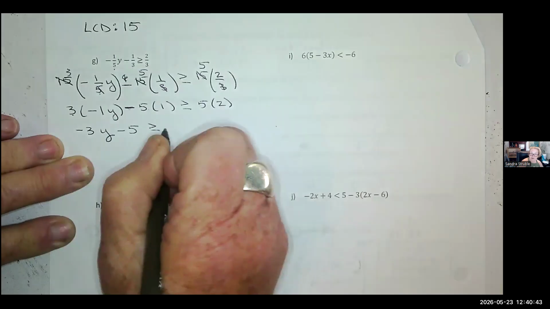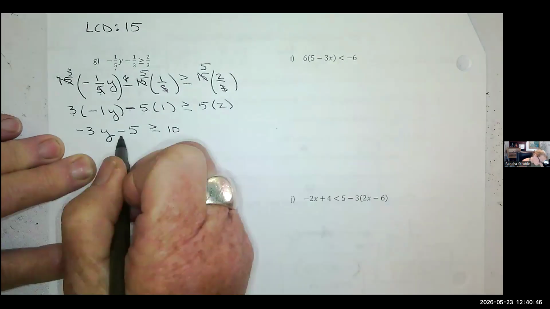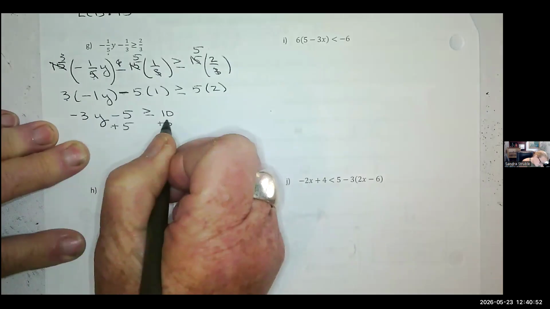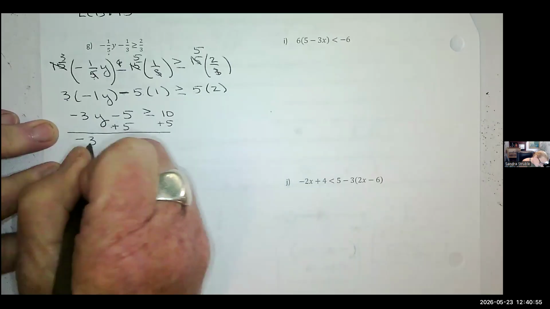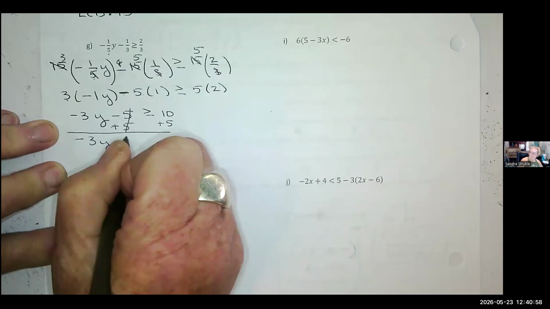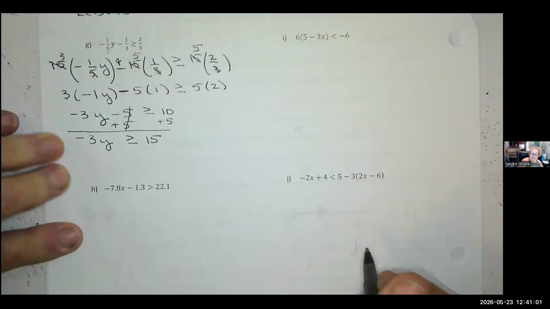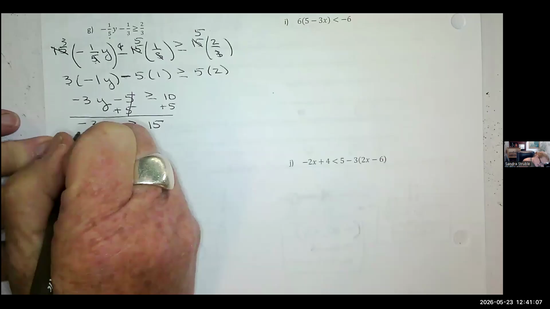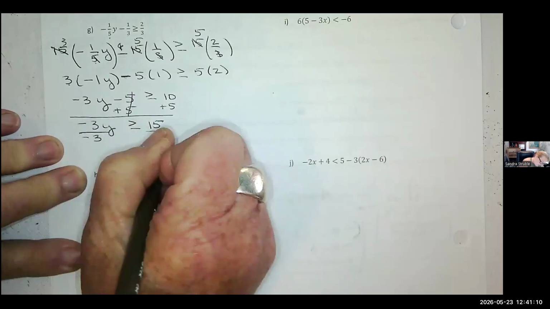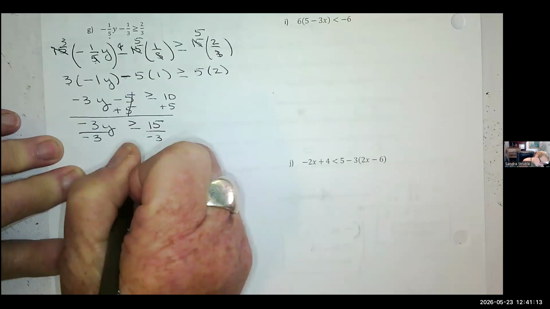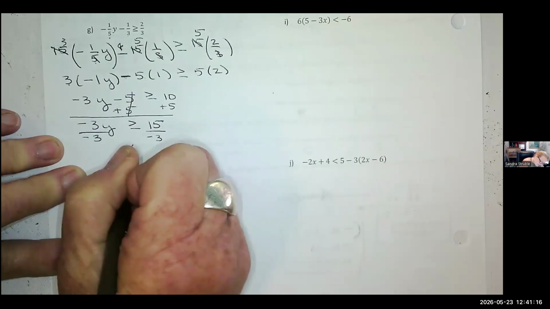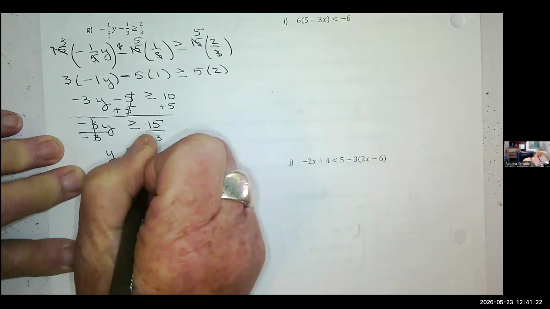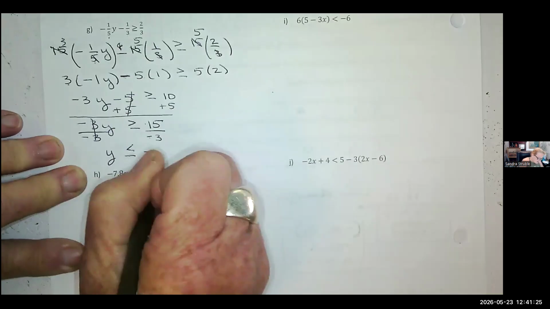Let's solve for y. First thing we need to get rid of is this -5. So we have to add 5 to both sides of the equal sign. We get -3y is greater than or equal to 10 plus 5 is 15. -3 is attached to y by multiplication, so we're going to divide both sides by -3. And when we do that, we have to flip our inequality. Keep the equal sign piece, but flip your inequality. This becomes y is less than or equal to, positive divided by a negative is a negative, 15 divided by 3 is 5. So that is your inequality notation.